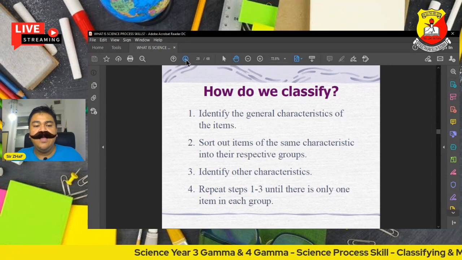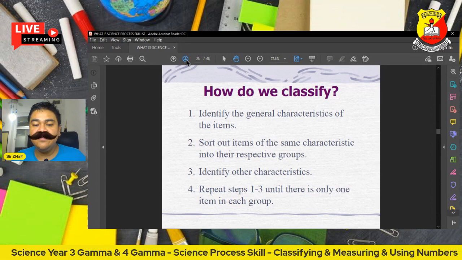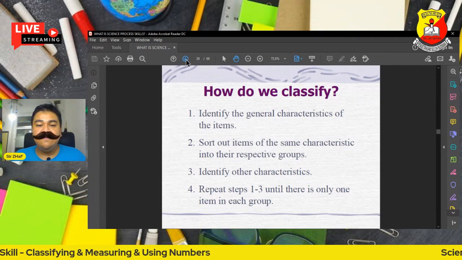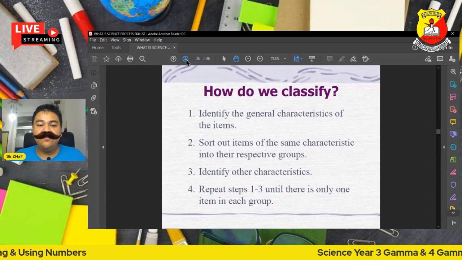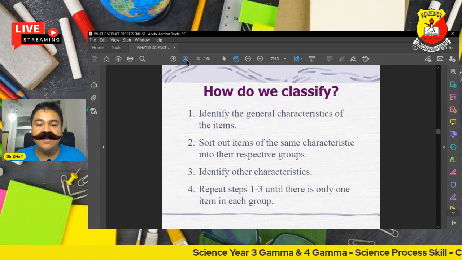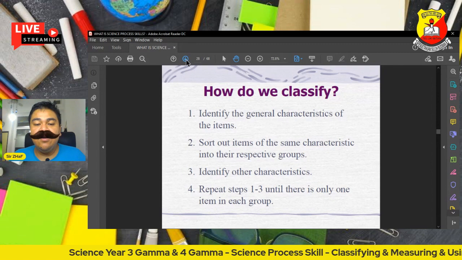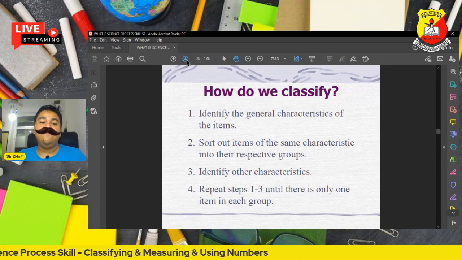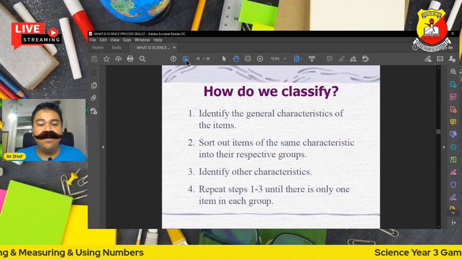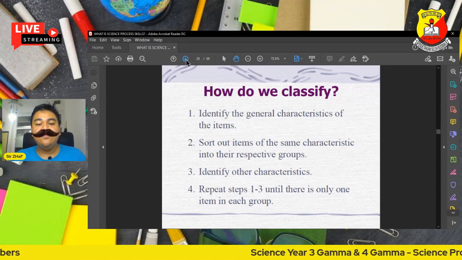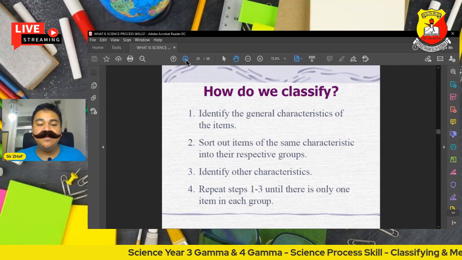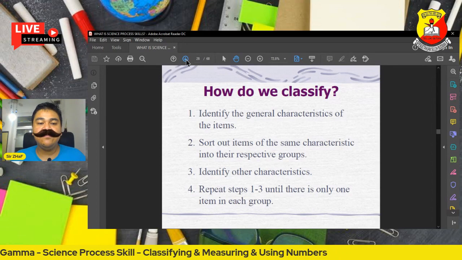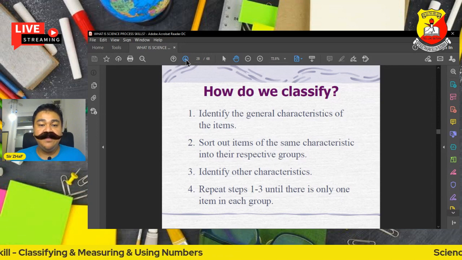Number 3, identify other characteristics. If you are classifying by shape, you must identify other characteristics like the color of the shapes and how many sides the shape has. Number 4, you must repeat steps 1 to 3 until there is only one item in each group, until all the items have been sorted out.